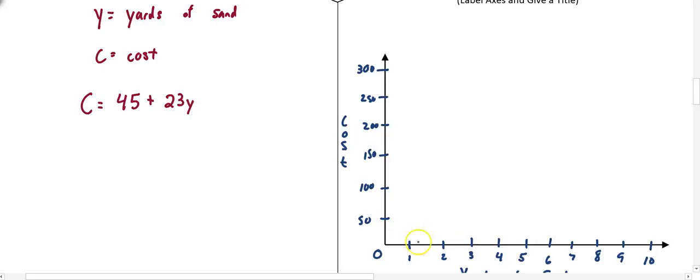So our first data point was 1, 68. Remember, we're just kind of going to estimate. Then we had 5, 160. And then we had 10 yards of sand for 275. Again, we're not connecting the line here because we can't order partial yards of sand. We're only going to order full yards of sand. And then our title to our graph, we could say sand for sandbox.